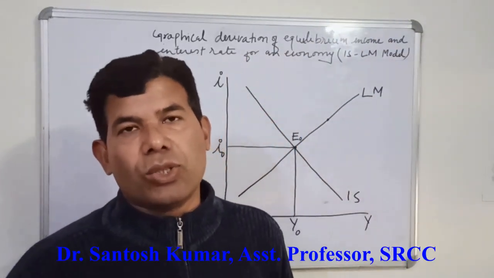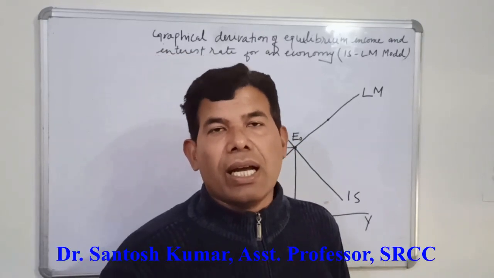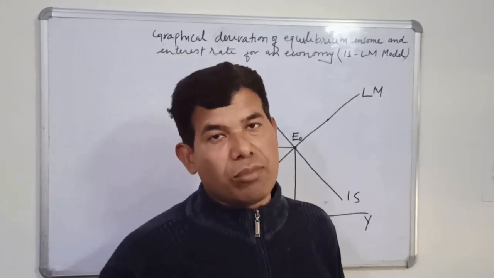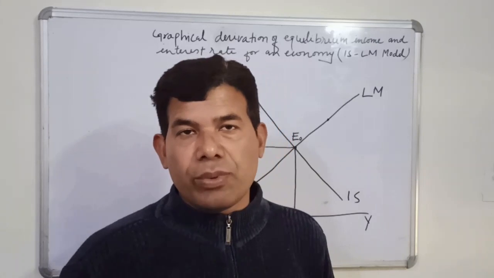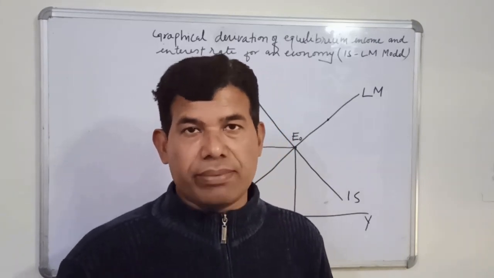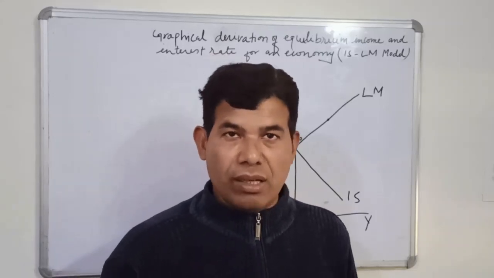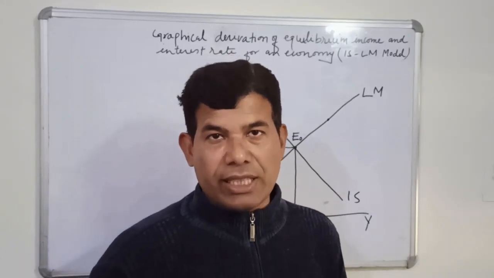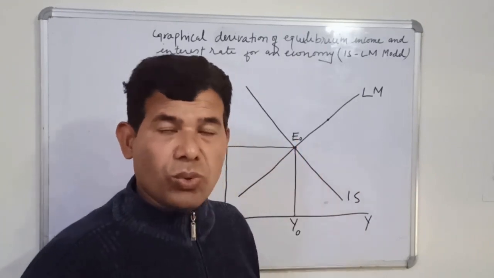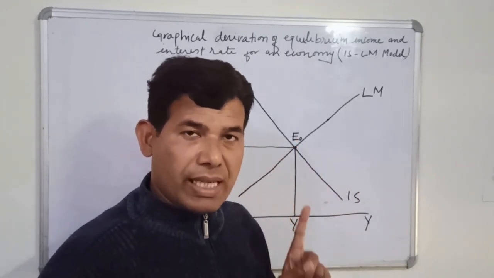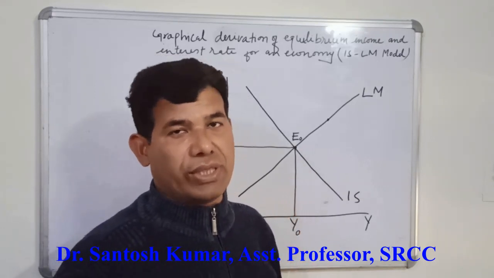Hello friends, today we are going to discuss the derivation of equilibrium income and interest rate as per the IS-LM model using the graphical approach. As per the graphical approach, we have learnt how to derive the IS curve and the LM curve in our previous part of the IS-LM model lecture. So here we are going to bring together those two curves, the IS curve and the LM curve, to find out the equilibrium level of income and interest rate.